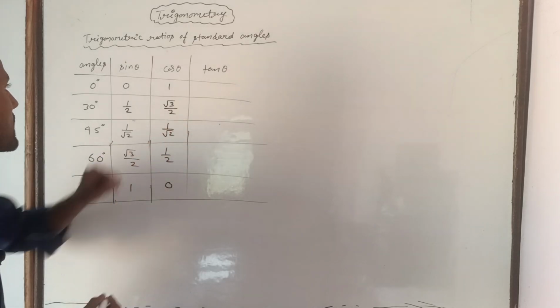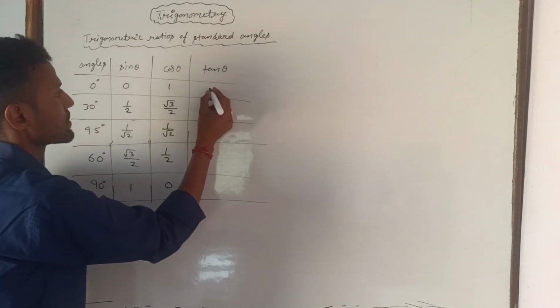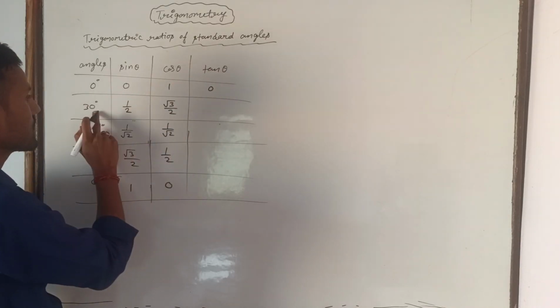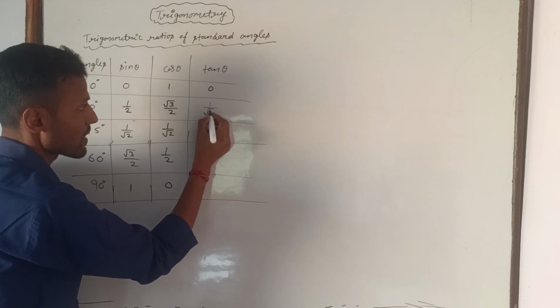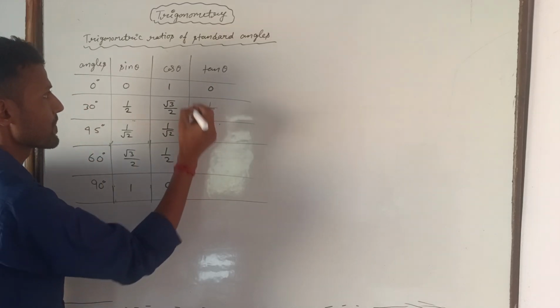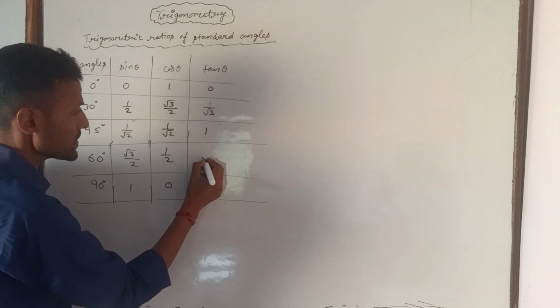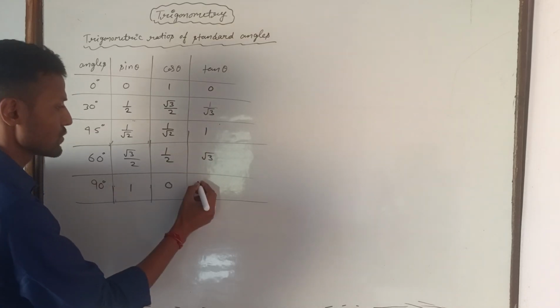Okay, so tan theta, what is tan 0? Tan 0 is 0, tan 30 is 1 by root 3, tan 45 is 1, tan 60 is root 3, and tan 90 is not defined.